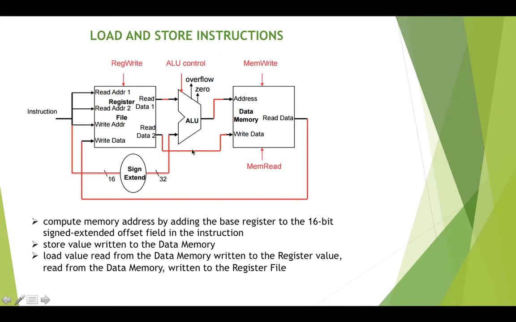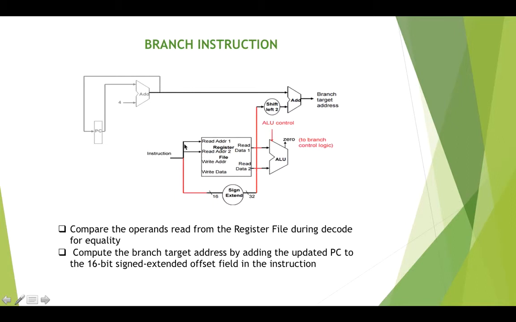Load and store instructions. Now it gets the instruction from here, extends it, and the ALU gives us the address where the data is stored. Depending upon that, the memory write and memory read, the respective operation is performed. Branch instruction: here we have the comparison between the registers, because we are executing branch less than, so we need to know both the registers. So we read the registers here, sign extend, and compute the branch target address.